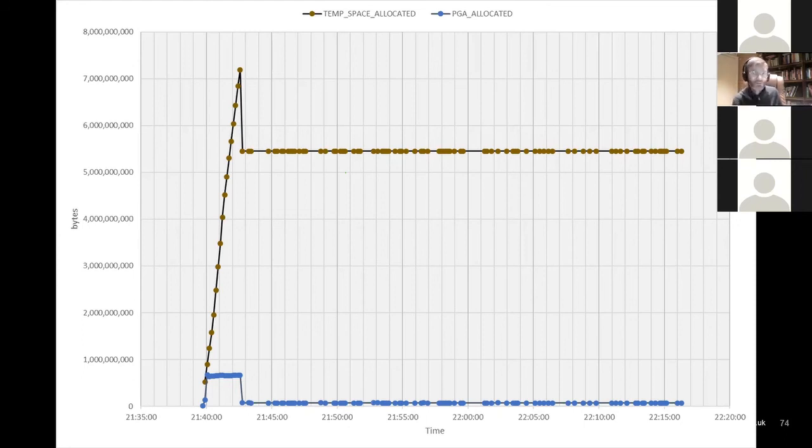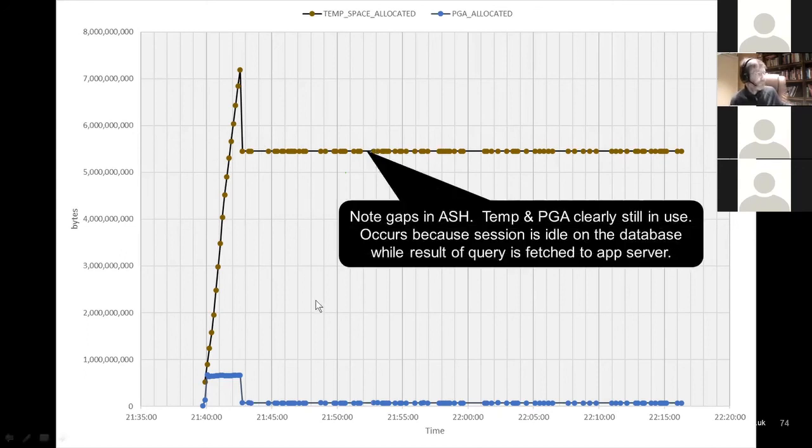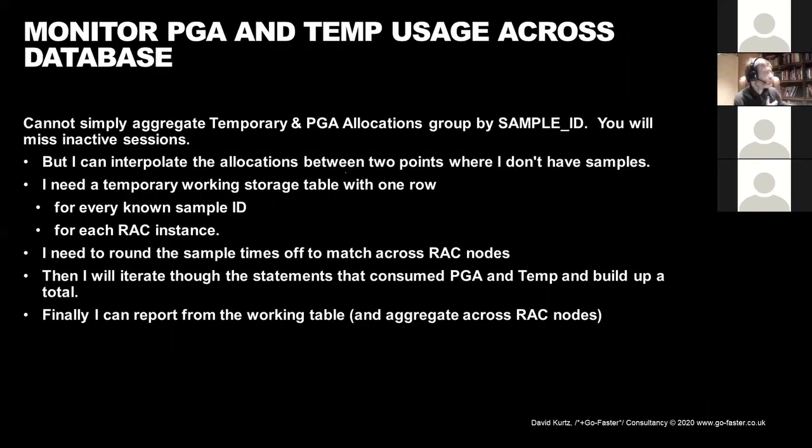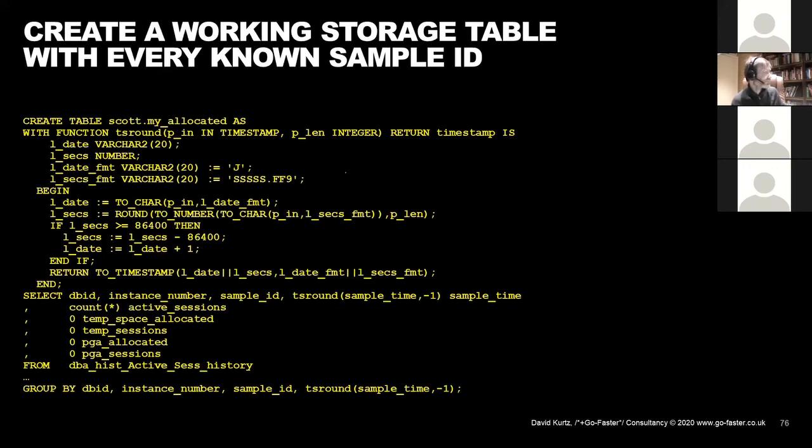Now, what this means is you cannot simply add up temp space across the database because you will miss the idle sessions. But notice in the ramp up phase, all of the samples, there are no gaps in the samples. So I can do a bit of linear interpolation between my samples, and I can estimate the total amount of space. I'm going to build a temporary table using my rounding function again.